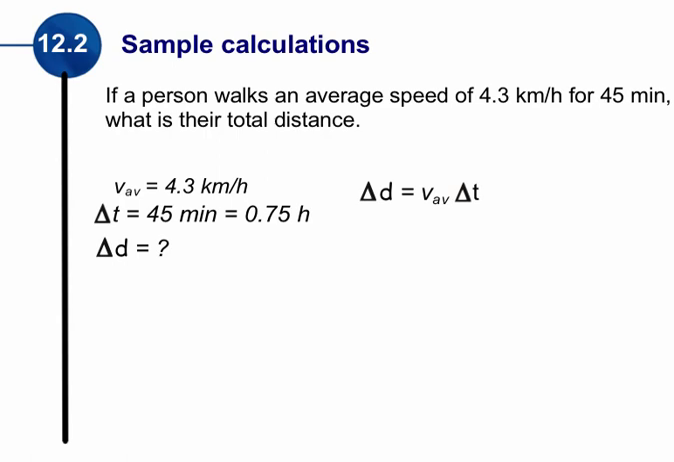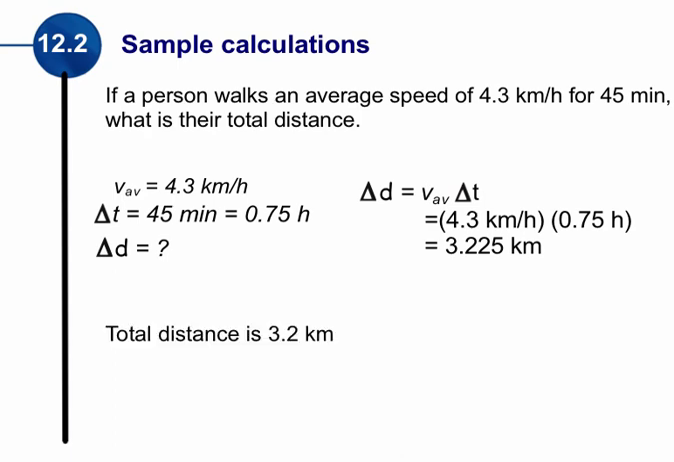Now we just plug in our numbers. We have the V average and the delta T. V average is 4.3 kilometers an hour. Delta T is 0.75 of an hour. Fire them in your calculator and we get 3.225 kilometers. And as before, we need to answer the question, what's their total distance? We usually round to 2 decimal places, and we get a total distance of 3.2 kilometers.